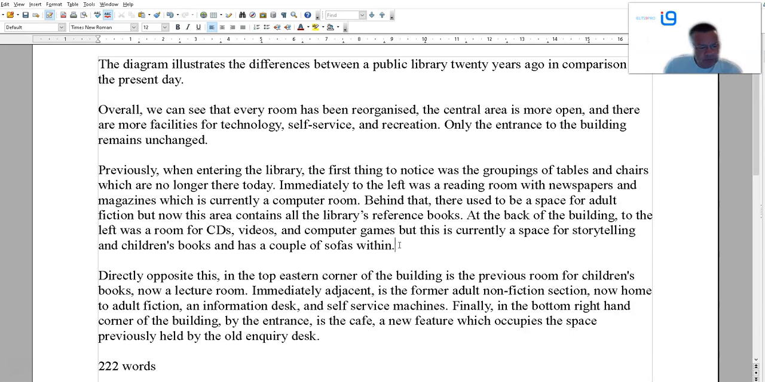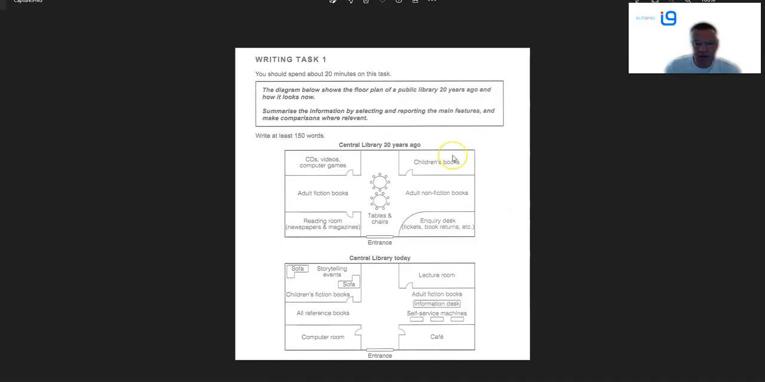Usually, when you have a map like of an island or a village, it has a compass in the corner, so you can use that to say to the north, to the south, to the east, to the west, etc. I don't think it has one here. Let me just have a look. No, there's no compass point here, but you don't really need one here.